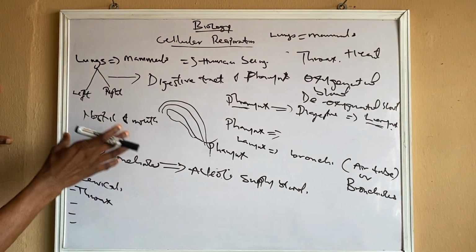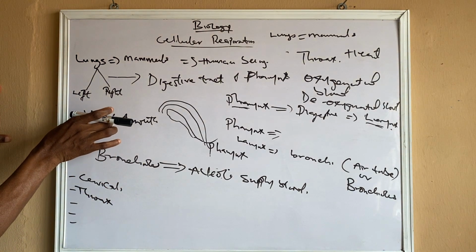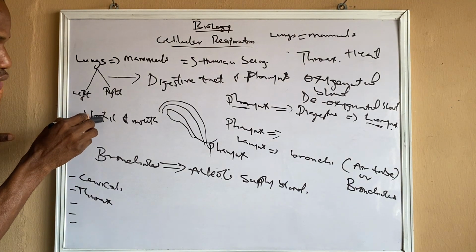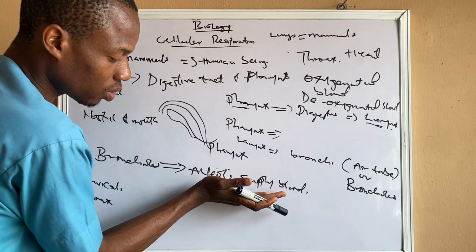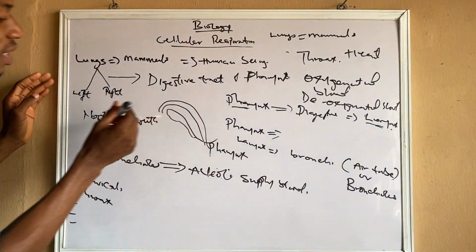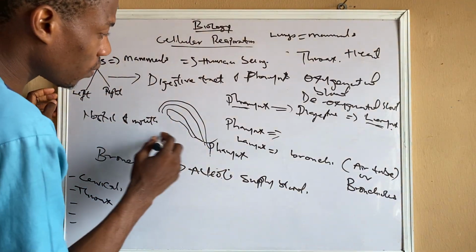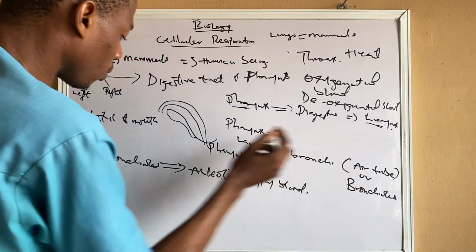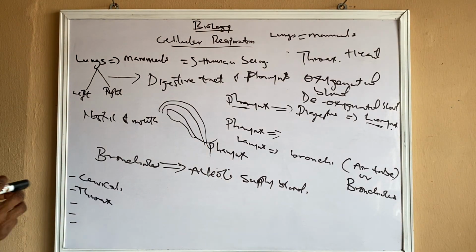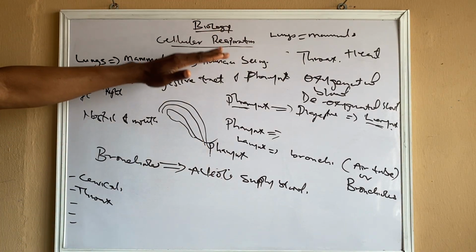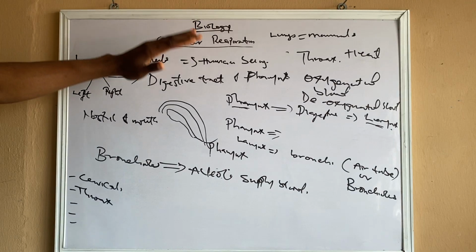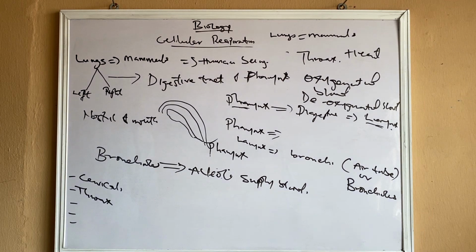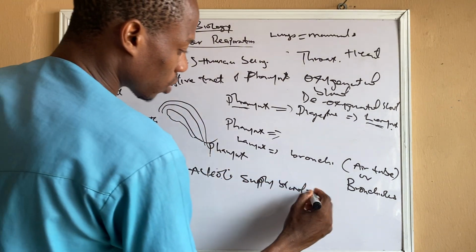So in short, the oxygen that is coming through the nose has to be dissolved into the alveoli. This is the passage of everything: from the nose to the pharynx to the larynx, from the larynx to the bronchi, from the bronchi to the bronchioles, from the bronchioles to the alveoli. So this is the passage of our air into the lungs.